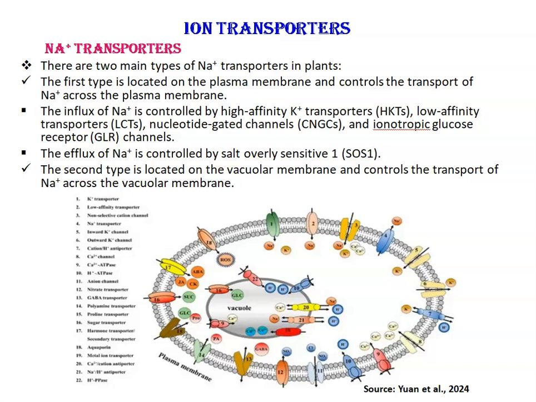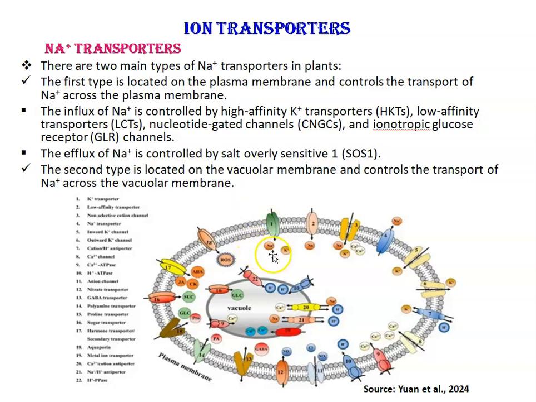First type is located on plasma membrane. Just look at this diagram. This is plasma membrane. And second type is located on vacuolar membrane. This is vacuole, right? The first type of sodium transporters, which are located on plasma membrane, they control the transport of sodium across the plasma membrane.